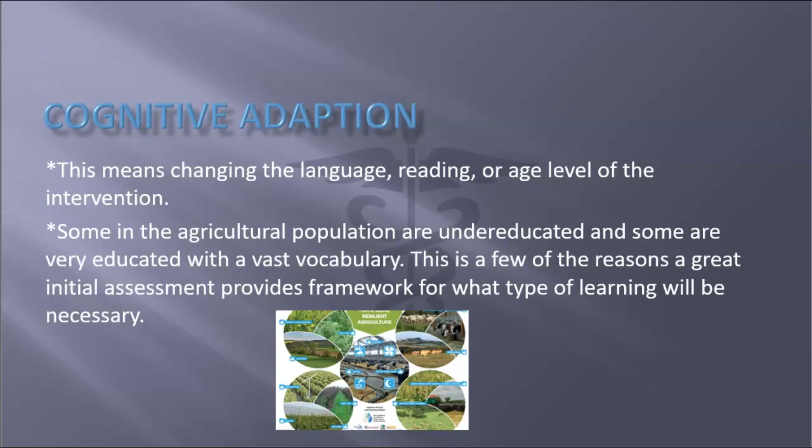Cognitive adaptation. This means changing your language and using layman's terms and integrating their level of education into their interventions. A lot of them are undereducated. They dropped school at an early age and decided to just work primarily in the fields or with their cattle. But there are quite a few now that have degrees and are pretty well versed, where you can increase that level of education for their interventions.